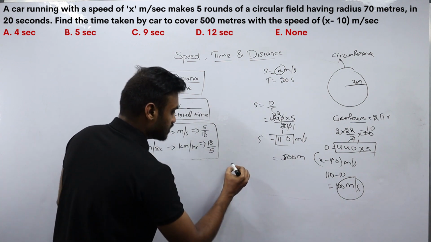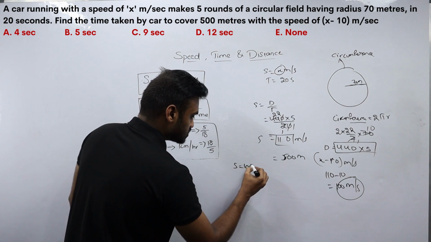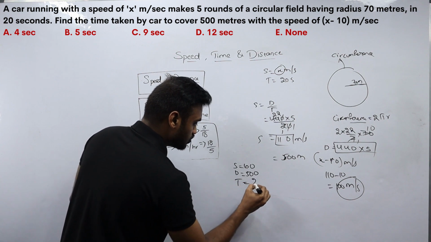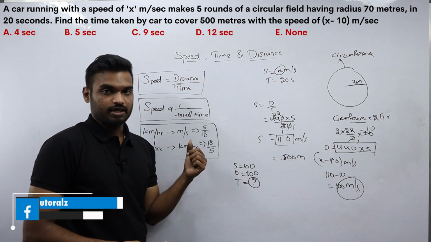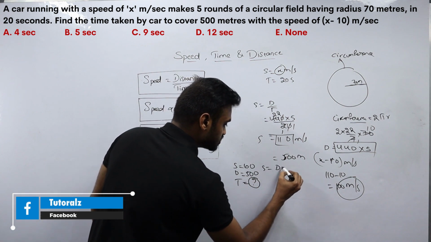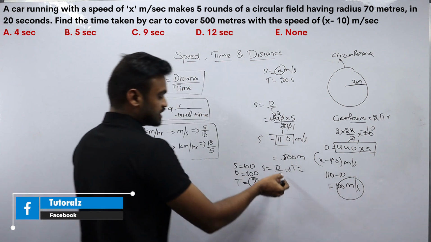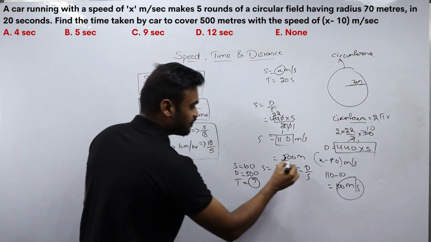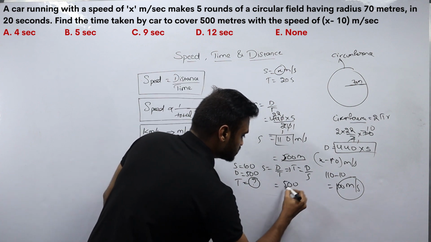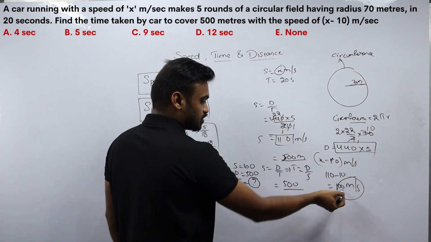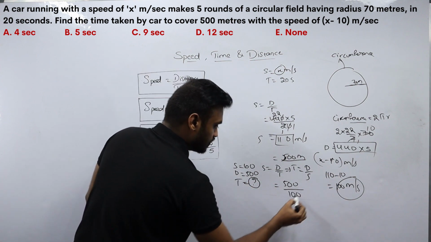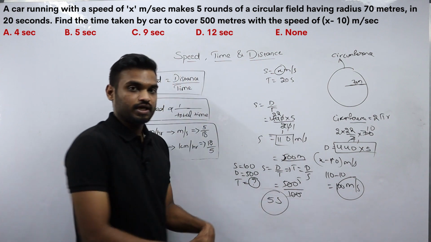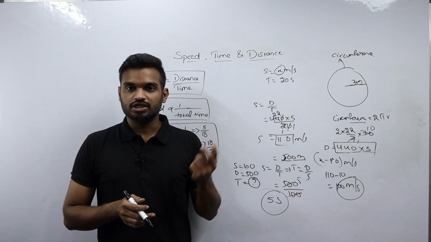So we can say speed equals 100 meters per second, distance equals 500 meters, and we need to find the total time. Speed equals distance by time, so if I send time to the left-hand side, I get time equals distance by speed. So 500 meters by 100 meters per second. 100 ones, 100 fives. So the total time taken is 5 seconds. In this way we will solve problems based on speed, time and distance.